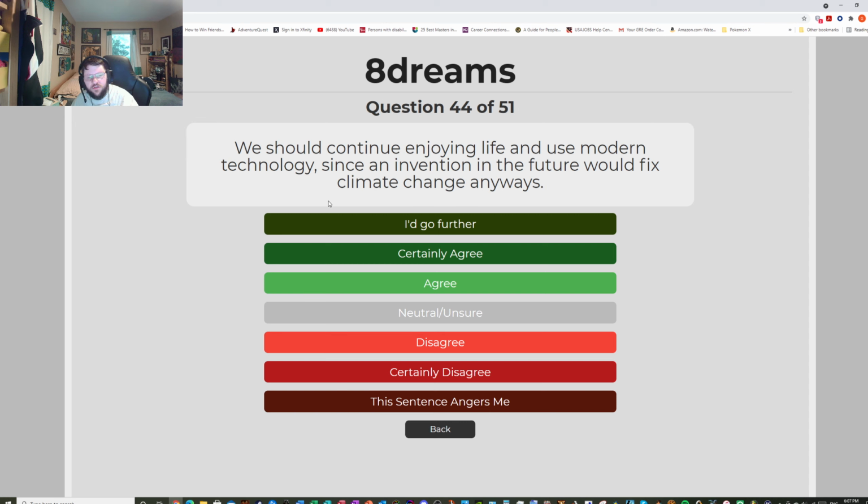We should continue enjoying life and use modern technology since an invention in the future would fix climate change anyway. So it's basically saying, we'll invent something to solve climate change, so what does it matter? That's what it's saying here.